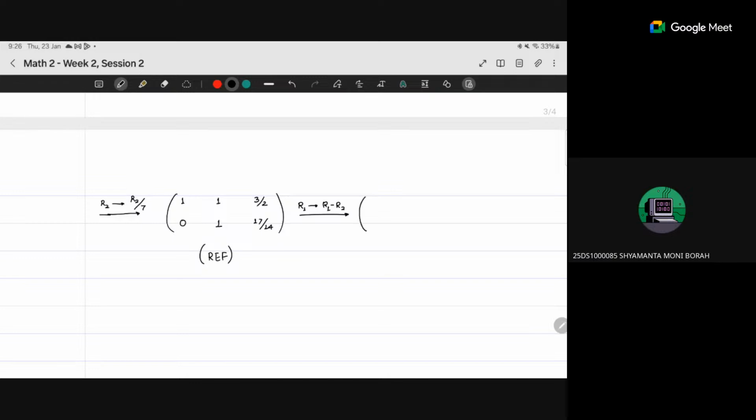So what will be the resultant matrix? 1, 0, and then 0, 1, with entries 4 by 14 and 17 by 14. Not 4 by 14; we'll have to do 3 by 2 minus 17 by 14, which is 21 minus 17 by 14, so 4 by 14, or 2 by 7. Right, whatever it is.